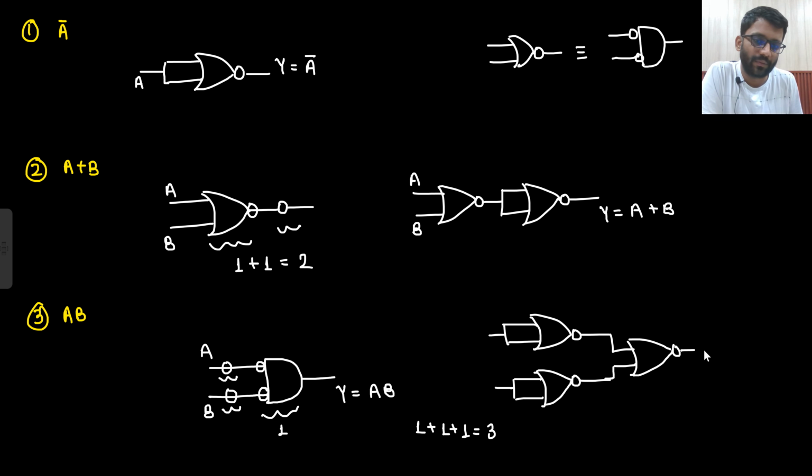This is how you are going to make it. This is A, this is B. This is A bar, this is B bar. A bar plus B bar, whole bar, that would be AB. Okay, so this is how you will be making it. Let's check out the other one.